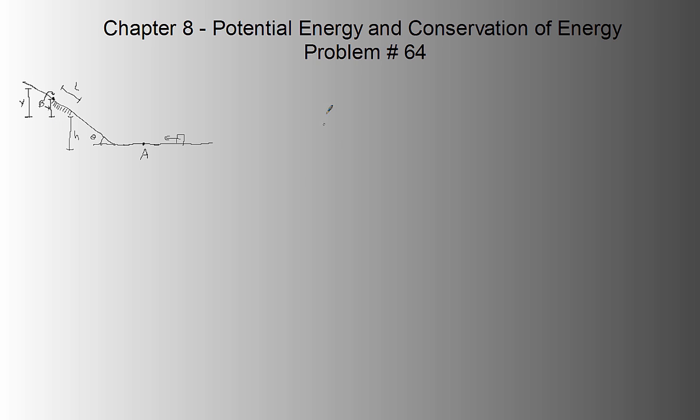So yeah, let's do it. L is 0.75 meters. H is 2 meters. Theta is 30 degrees. Mu K is 0.4. And the velocity at A of the block is 8 meters per second.